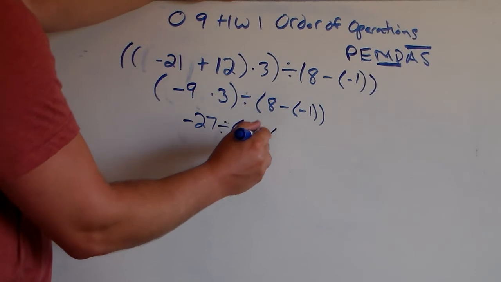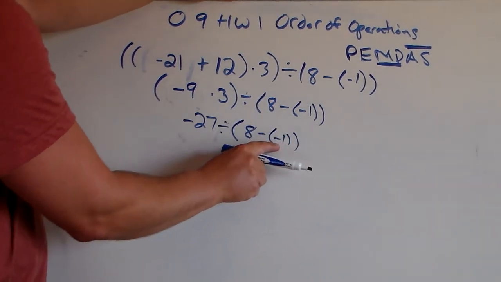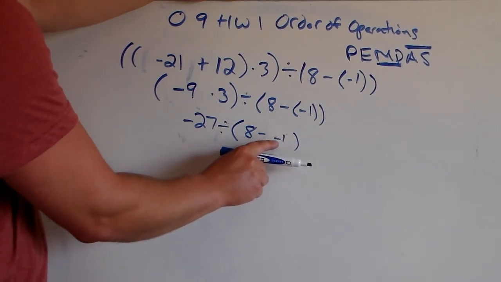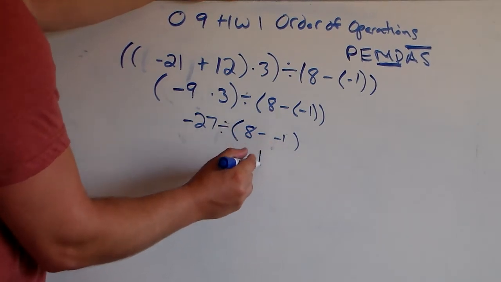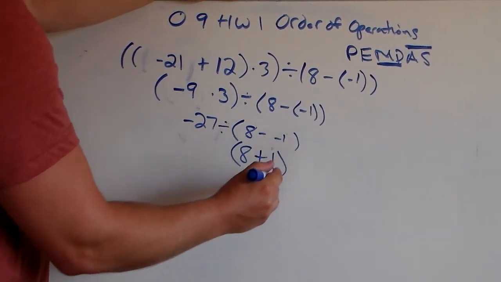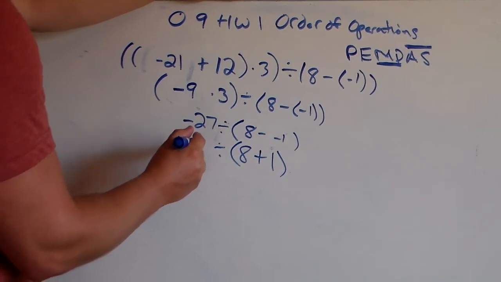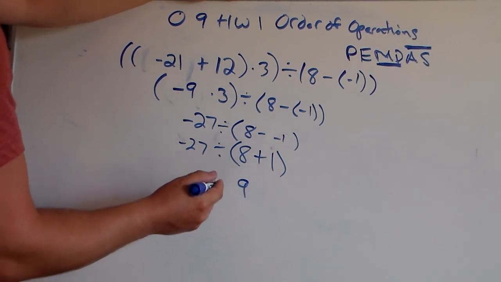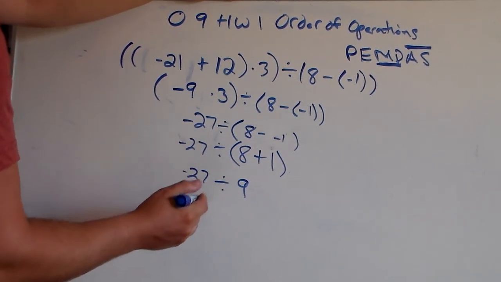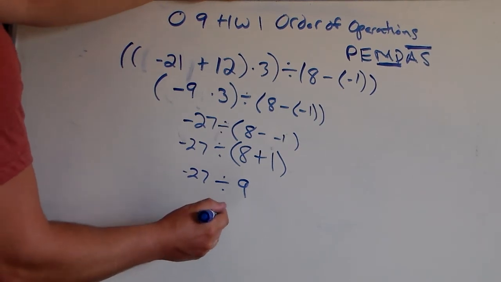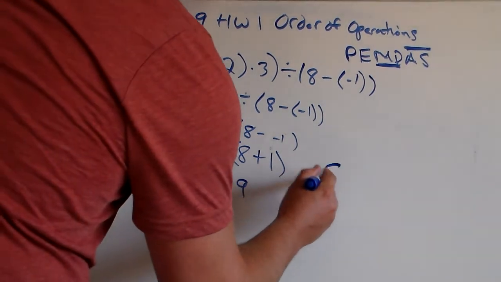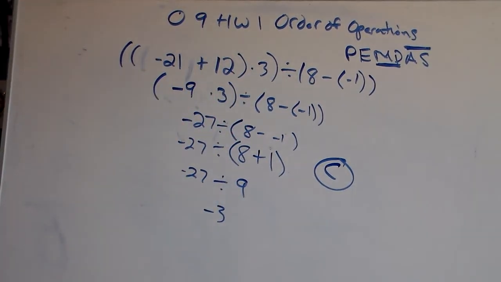We have 8 minus a negative 1. Well, negative 1 isn't being added and subtracted inside those parentheses, so we get rid of that. And we have 8 minus a negative 1, which really is just a plus 1. So we have an 8 plus 1. 8 plus 1, you know, is 9. And that's all that's left inside the parentheses, so you don't have to write the parentheses again. So now we have negative 27 divided by 9, which gets you negative 3. And that's the answer for problem number 3. C, negative 3. Next we'll do problem number 5.